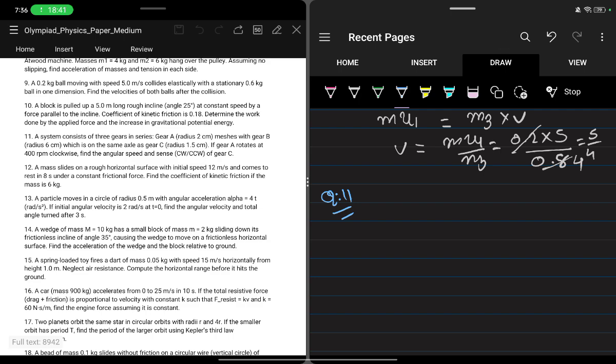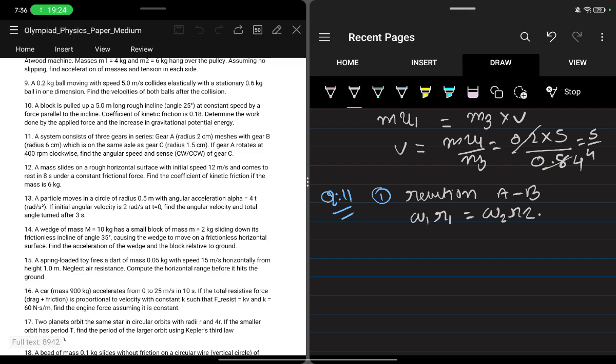So in question number 11, we need to find the angular speed of C, right? So first step should be to determine the relationship between gear A and gear B. So gear A and B mesh, meaning their linear speed at the point of contact is equal. Yes or no? So the relationship between the angular speed and radius of meshing gears is given by omega 1 r1 is equal to omega 2 r2. Yes or no?